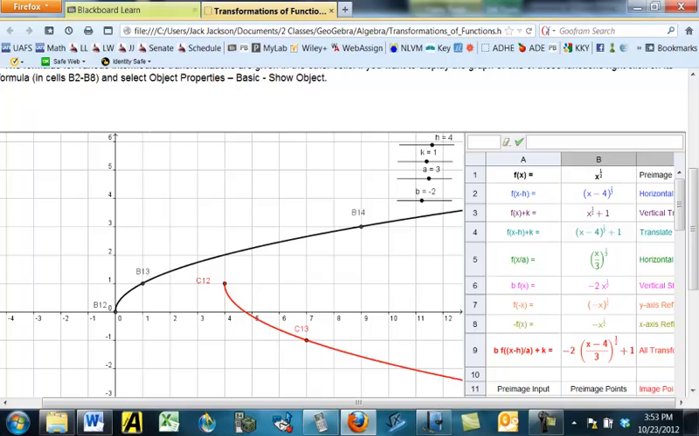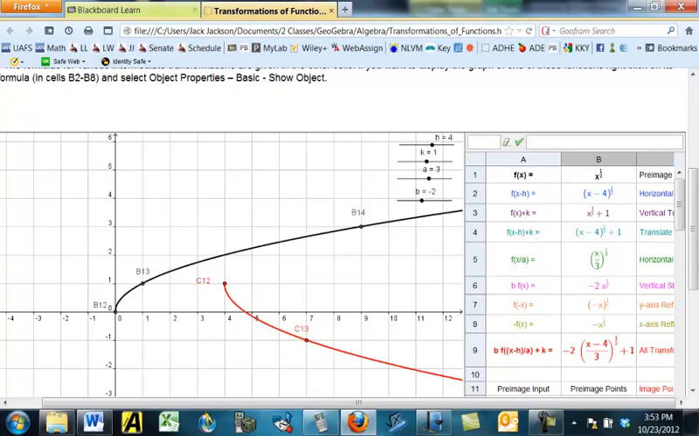The general is right here: y equals b times f of, in parentheses, x minus h, divided by a, close parentheses, plus k. So in our case, that's negative 2 times x minus 4 over 3 to the 1/2, or square root, plus 1, and all that's equal to y. That's our final red relation.